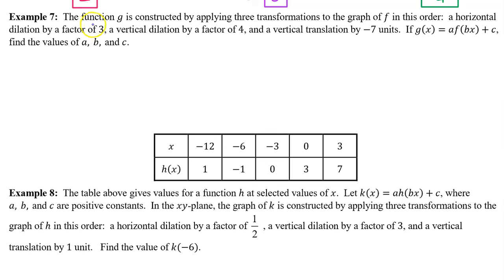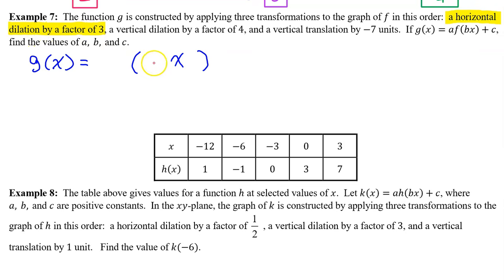Example 7. The function g is constructed by applying 3 transformations to the graph of f in this order: a horizontal dilation by a factor of 3, a vertical dilation by a factor of 4, and a vertical translation by negative 7 units. If g of x equals a times f at bx plus c, find the values of a, b, and c. First, we have a horizontal dilation by a factor of 3.